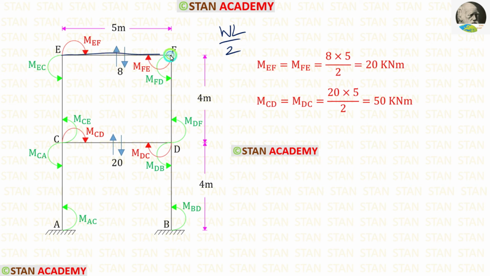In the beam EF, we have to find the moments MEF and MFE. Here, W is 8, L is 5. When we apply the values in the formula, we are getting MEF and MFE. Now let us take the beam CD. Here we have to find the moments MCD and MDC. Here W is 20 and L is 5. When we apply the values in the formula, we are getting MCD and MDC, which are 50.